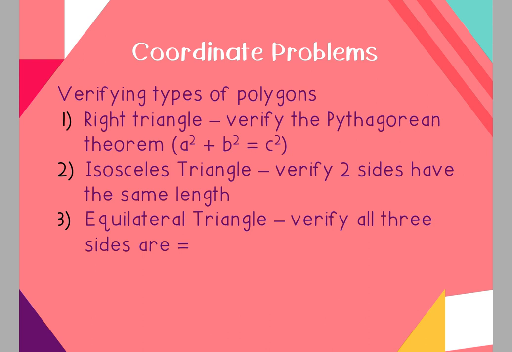Okay, as a reminder from geometry, if they are the 3 sides of a right triangle, then they will satisfy the Pythagorean theorem, which means a squared plus b squared will equal c squared. And you'll actually have to show that work if it says to verify. Isosceles triangles, you would verify that 2 sides have the same length, and equilateral, all 3 sides would have the same length. So it might say find the side lengths and then classify it. That's what your quiz will say.